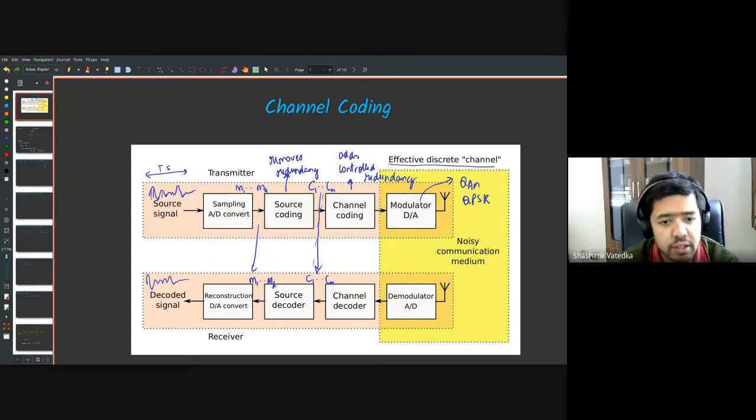So today we'll explore channel coding in some detail. But before I get into this particular topic, are there any questions from the previous class? Any questions?